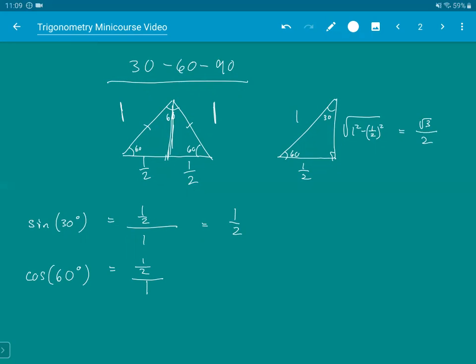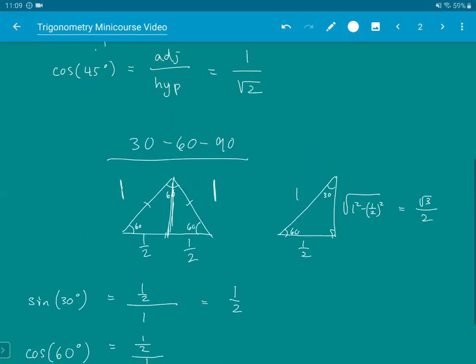Now, I could also, for example, look at tangent, because we haven't done tangent as an example yet. So let's also do tangent of 60. So tangent, remember, is opposite over adjacent. And this would be square root of 3 over 2 over 1/2, which is just square root of 3. Okay, so there you have it. These are some example calculations.